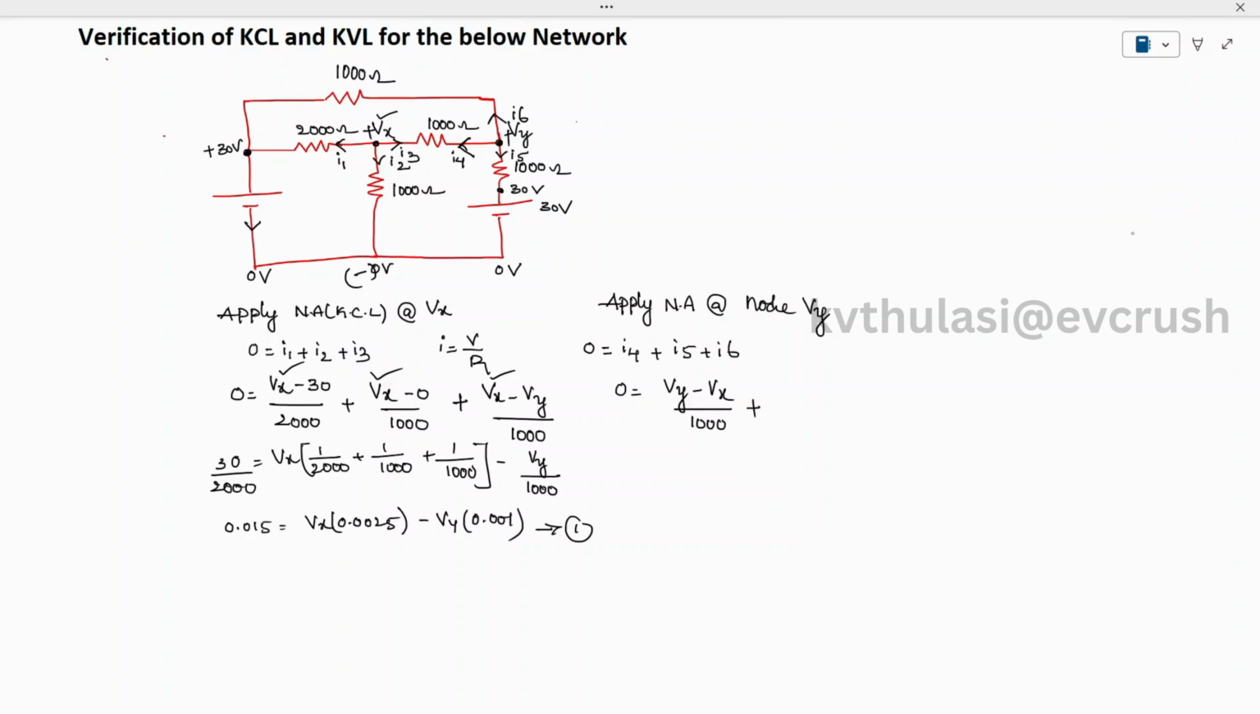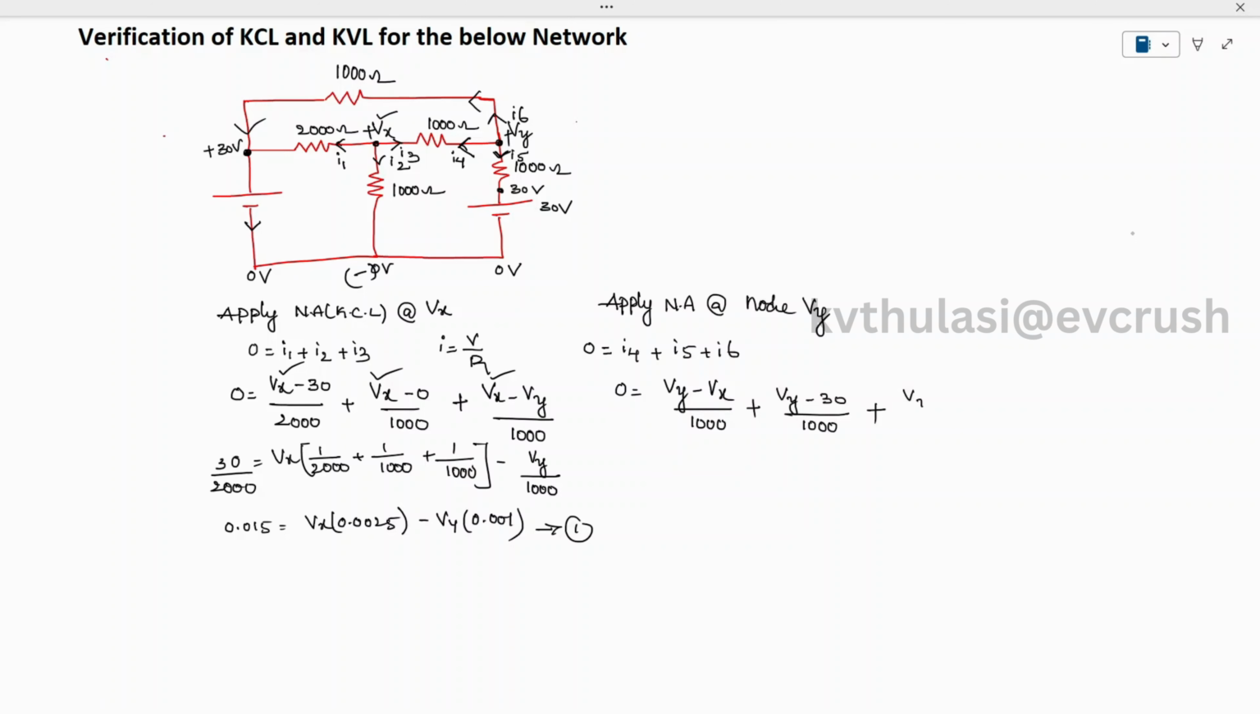How to write down the current I5? This is nothing but the current I5 which is flowing. We can write down Vy minus 30 by 1000, so Vy minus 30 divided by 1000, plus how to write down the current I6? The current I6 is flowing like this.